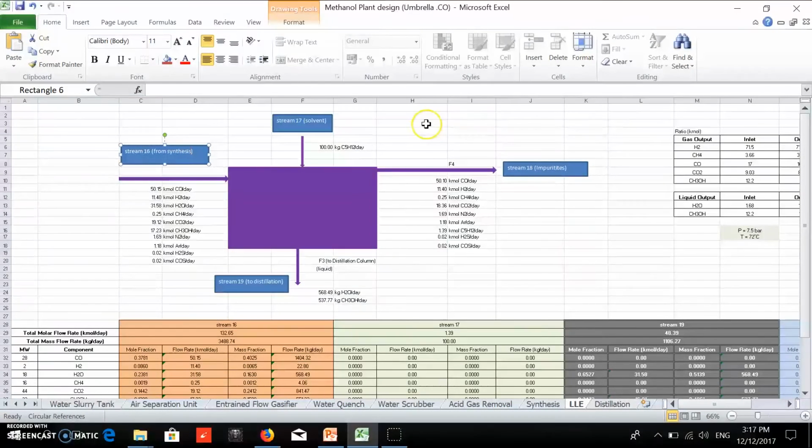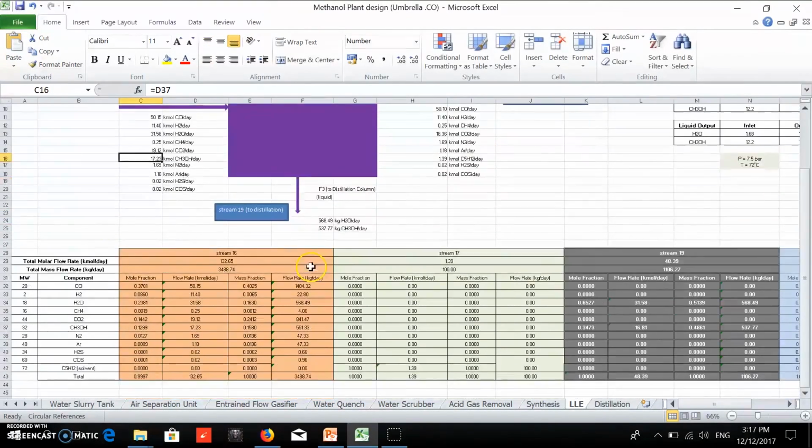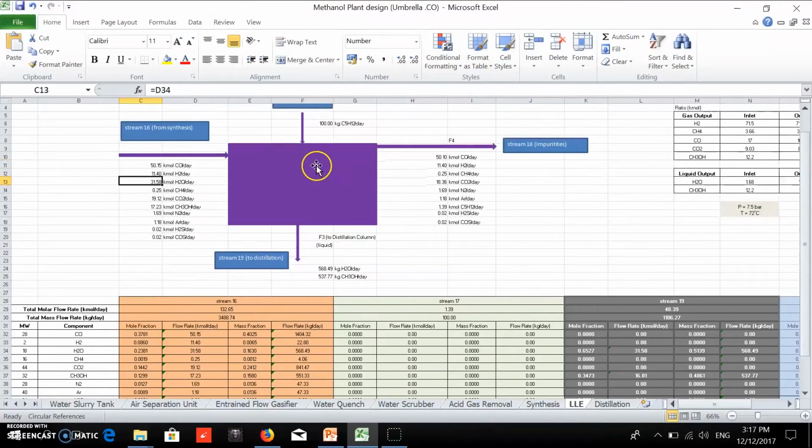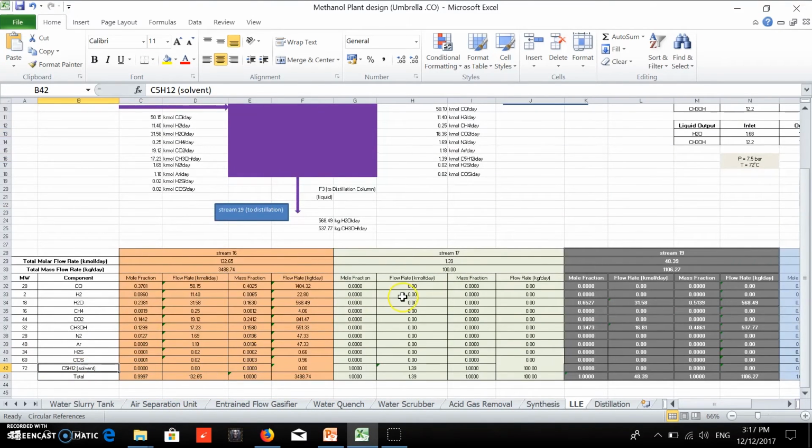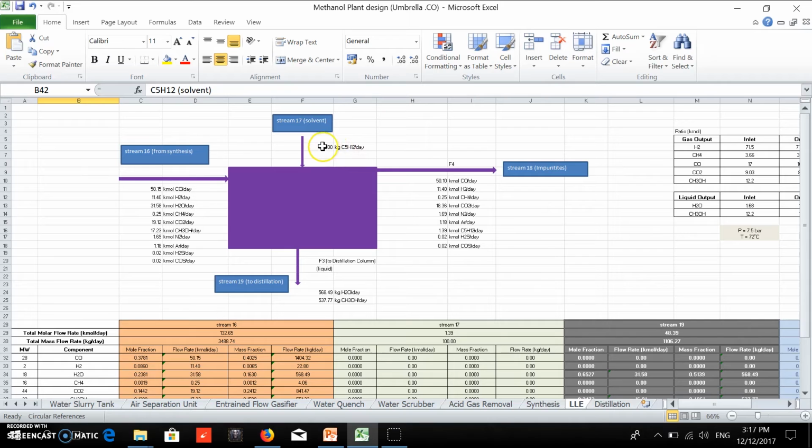The feed is from synthesis: 17.23 kilomole methanol per day and 31.58 kilomole water per day. We use pentane as the solvent and we use a basis of 100 kilogram. When the solvent comes into the unit, it will absorb all the impurities including CO, H2, CH4, CO2, N2, Ar, H2S and COS.